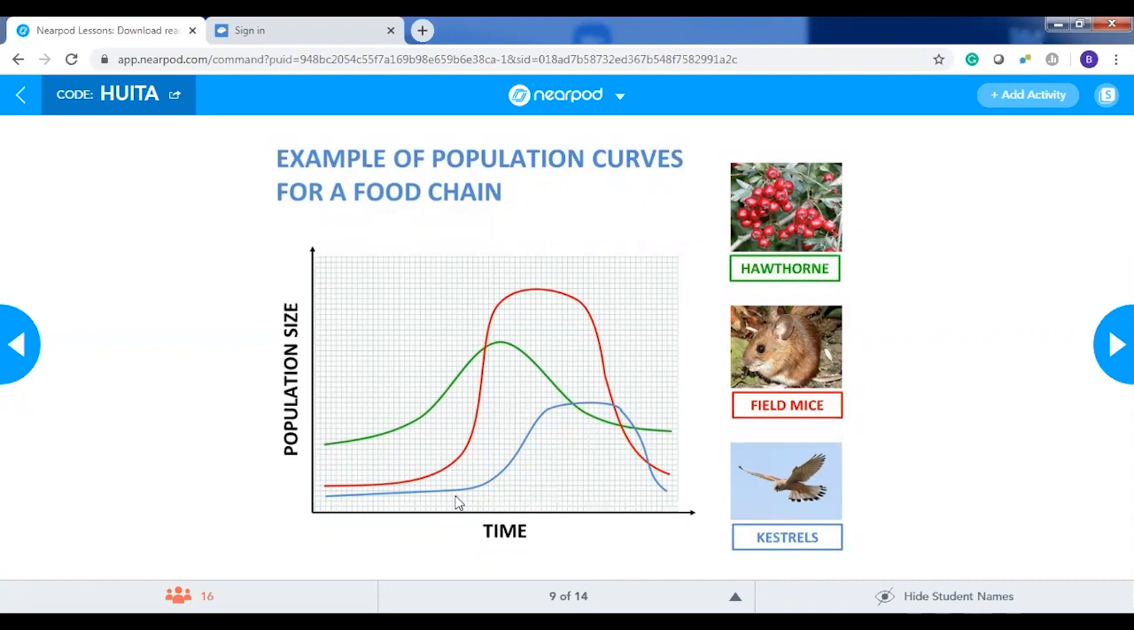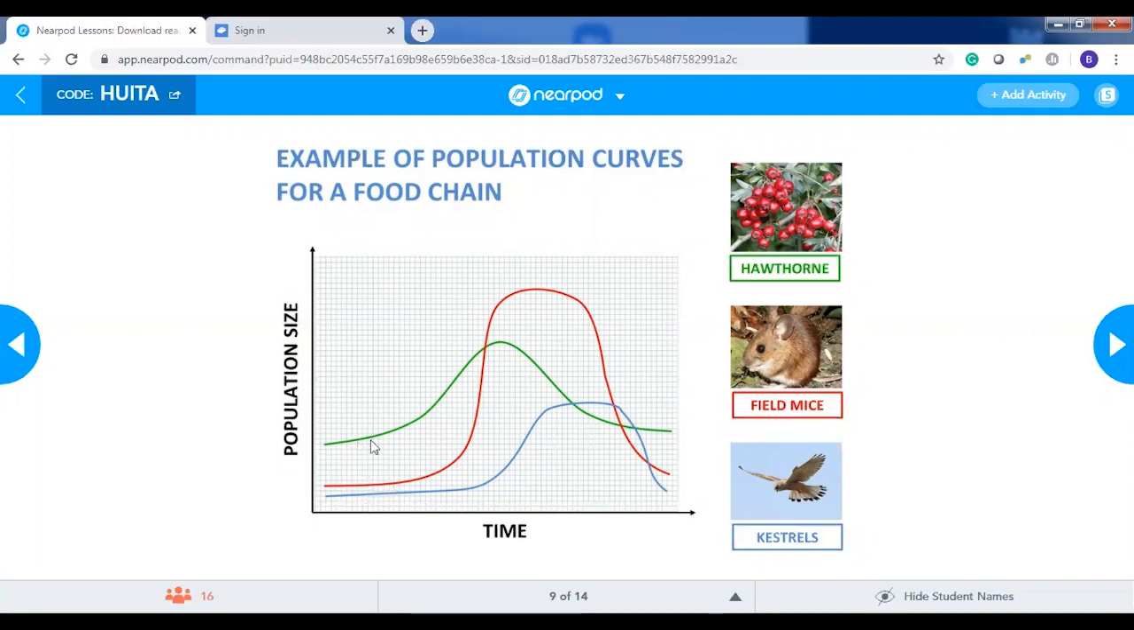Now, how can we interpret this graph? If we start from the producer at the bottom, in all these populations, the first phase was the lag phase, when the population is introduced. We see here that normally the producers are more in number than the field mice, and the field mice are more in number than the kestrels. So in this way, in the environment, there is food for all the organisms.